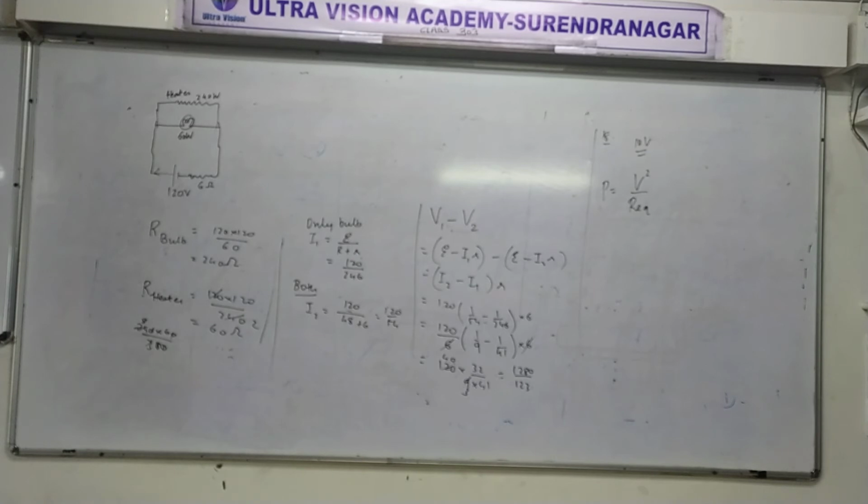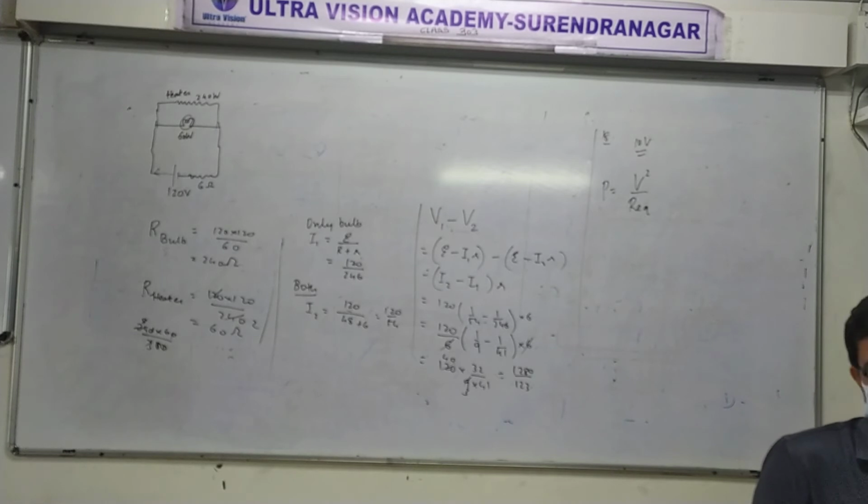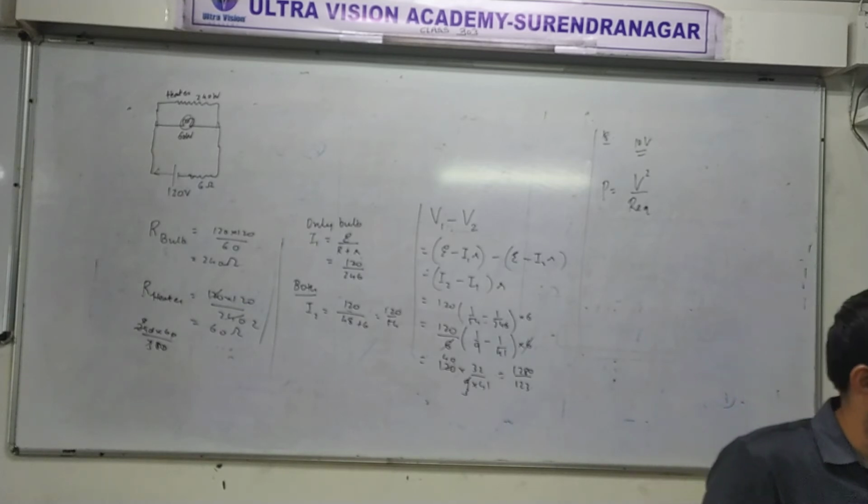So 20, 20, 20 in parallel gives what? 20 by 3. And 20, 20 in parallel gives 10. 10 and 20 by 3 are in series. How much is that? 50 by 3. And that 50 by 3 and the remaining 10 ohm are in parallel, so we have to find the equivalent.